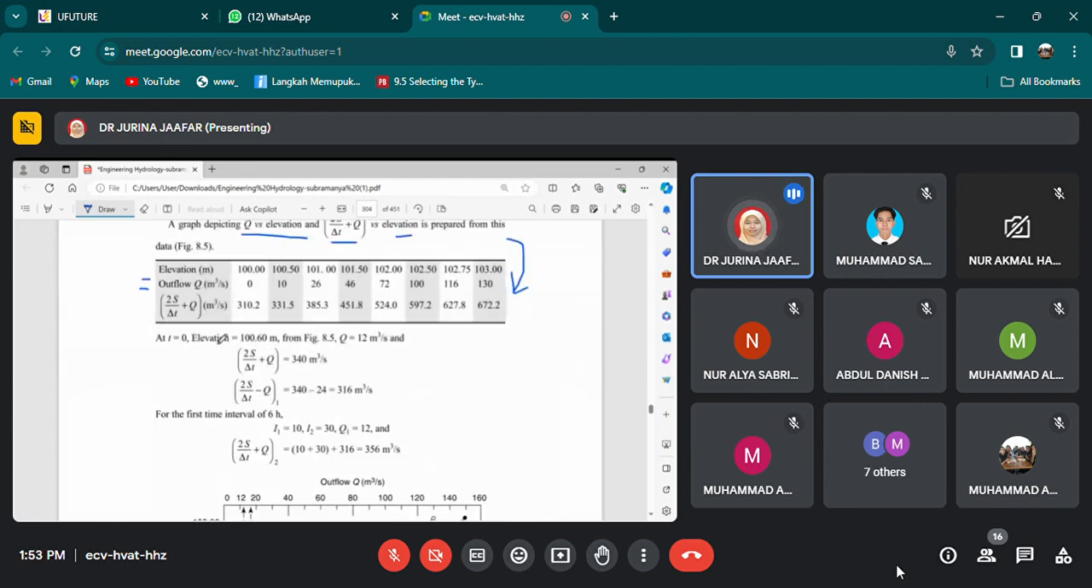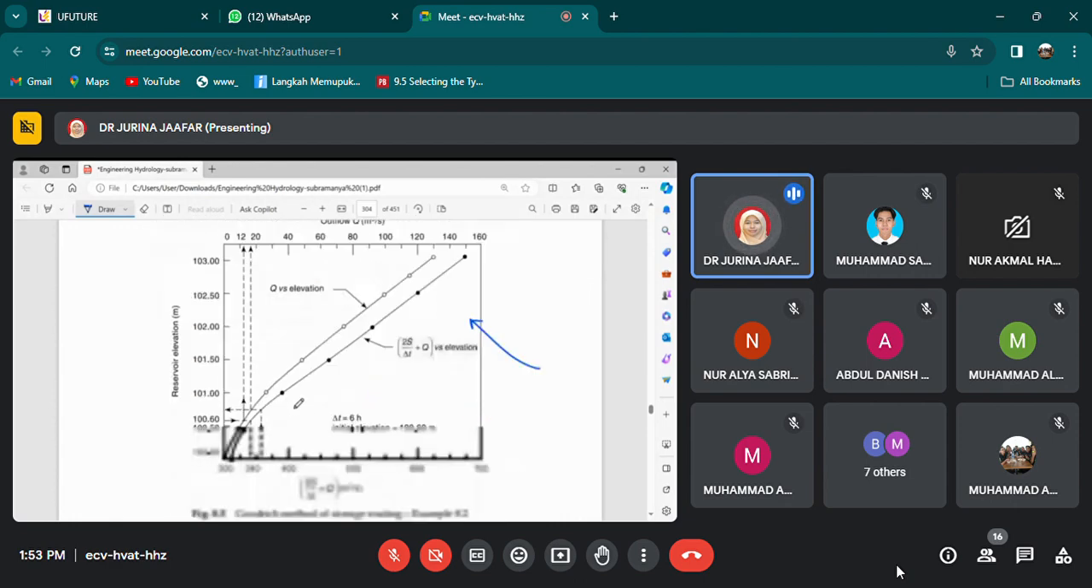Lepas tu dia kata at elevation starting at 100.6. So from figure kita dapatkan Q bersamaan dengan 12 meter cube per second. So tengok elevation, cari dekat sini elevation is 100.6, ni elevation dia. Pergi kepada sekarang ni kita nak value of Q. So Q ni adalah refer to 12. So kita tengok yang Q versus elevation dapat 12.